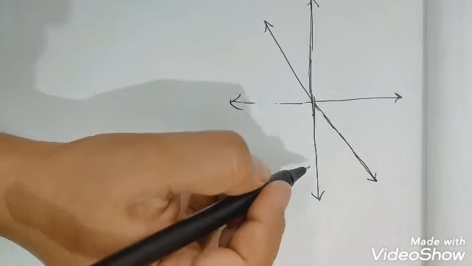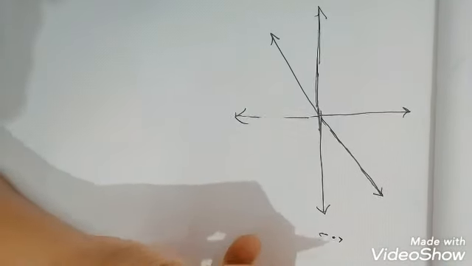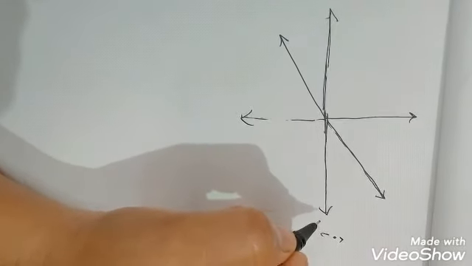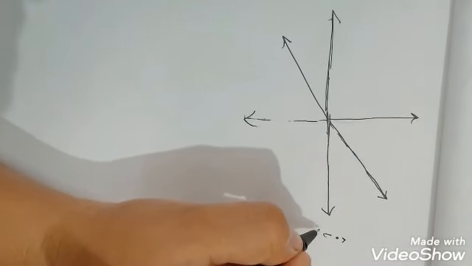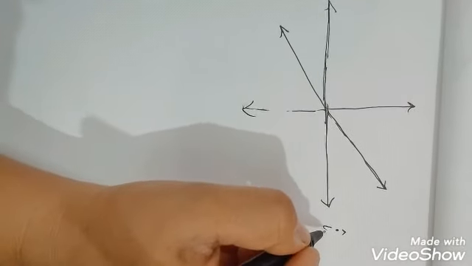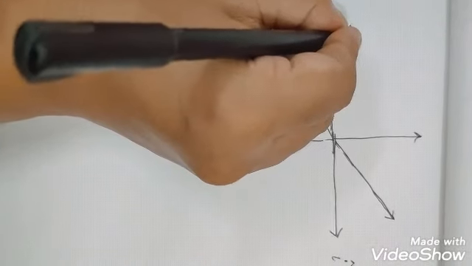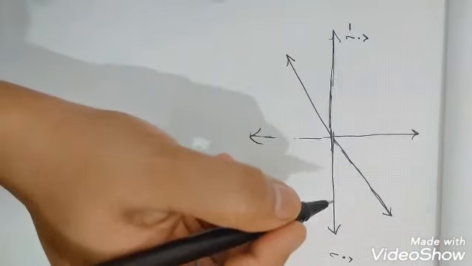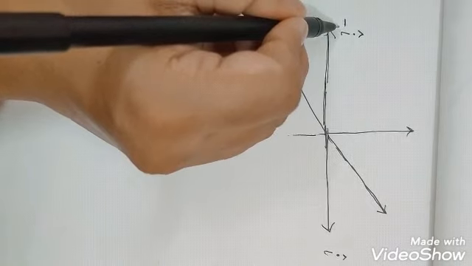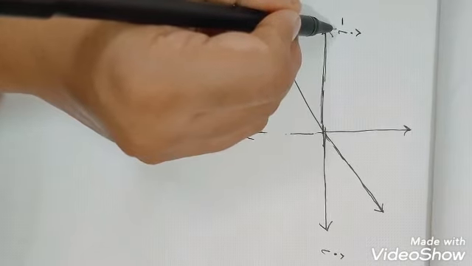Along the x-axis you will find a unit vector called i cap. That means the magnitude is 1 and the direction is along the positive x-axis. If we represent it along the negative x-axis, we write minus i cap. The magnitude is 1, but the direction is along the negative x-axis.